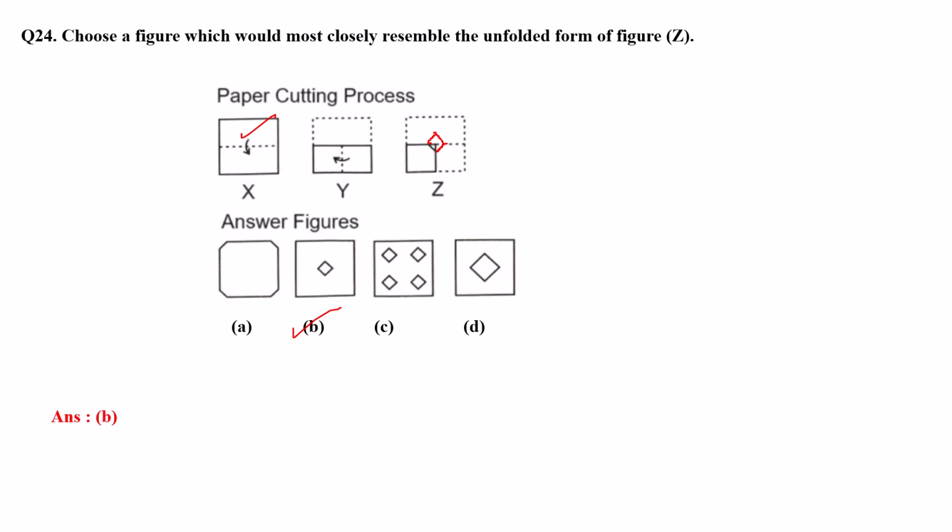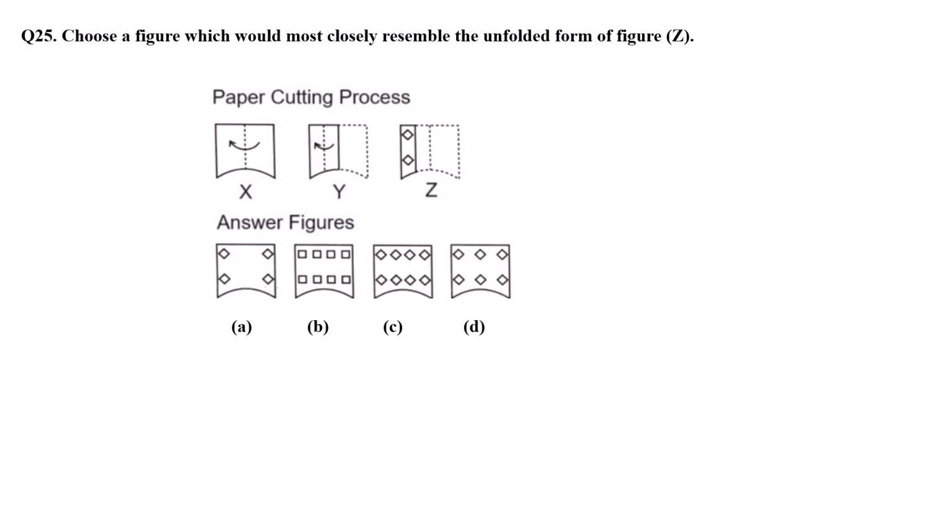Now moving to the next. Question number 25, again it is a paper cutting question. So first we will unfold here. When you unfold this part, you will get both the rhombus shapes over here, isn't it? Here also both the rhombus shapes. Now if you see figure B, this cannot be, and in A there is no shape given, so this is also wrong. Now you have to choose from C and D.